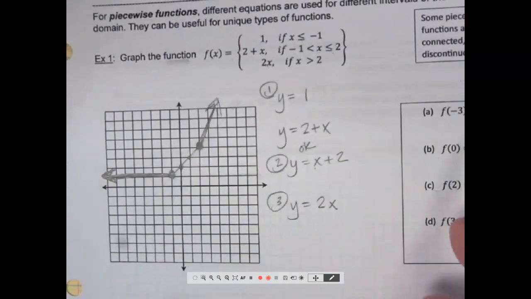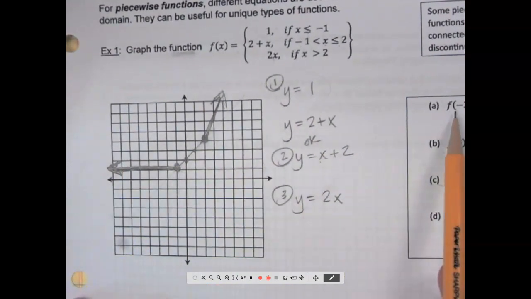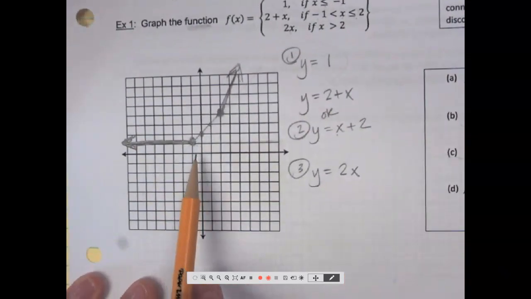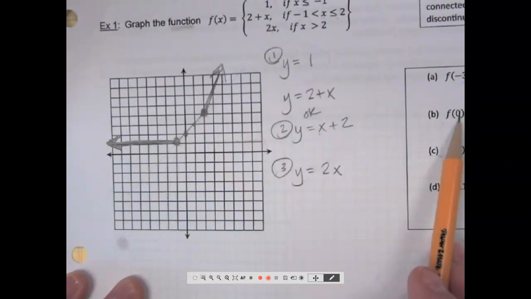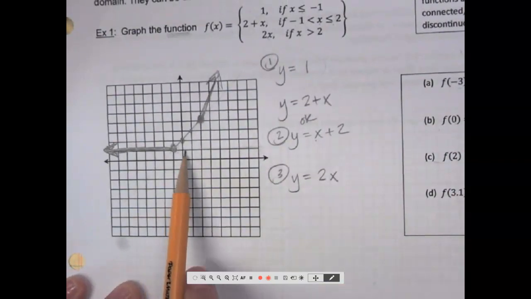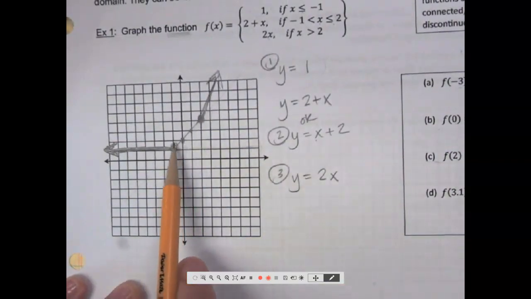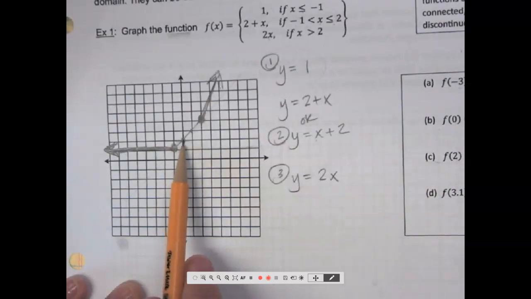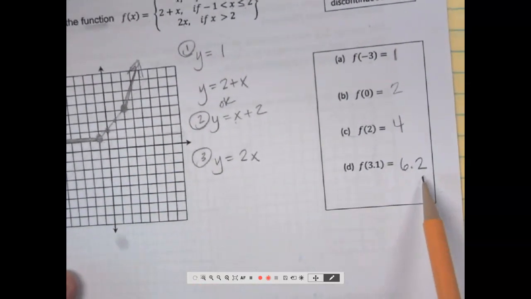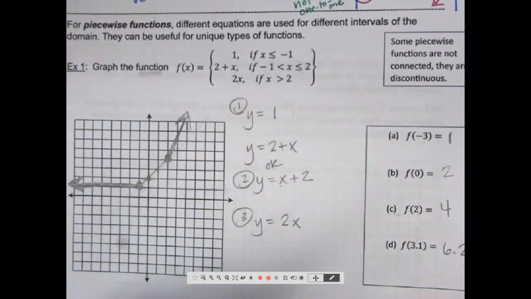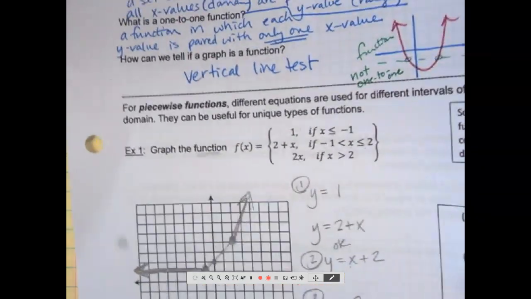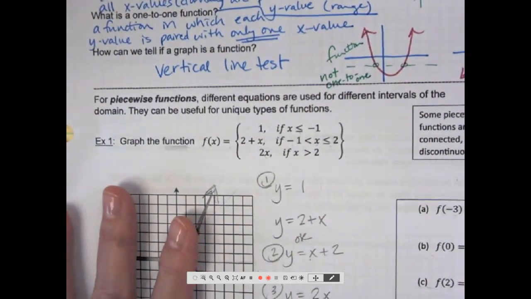Question. I could have also used the graph for this. So I said, okay, f of negative 3, I would go to 1, 2, 3, go to the y value here, and it's 1. If I want f of 0, then I go to where x is 0, go up to the graph, y is 2, so f of 0 is 2. So I could also use the graph. Wouldn't be so easy for 6.2 because that decimal would be hard to approximate. You probably wouldn't approximate 6.2. Okay, any questions on that first one?